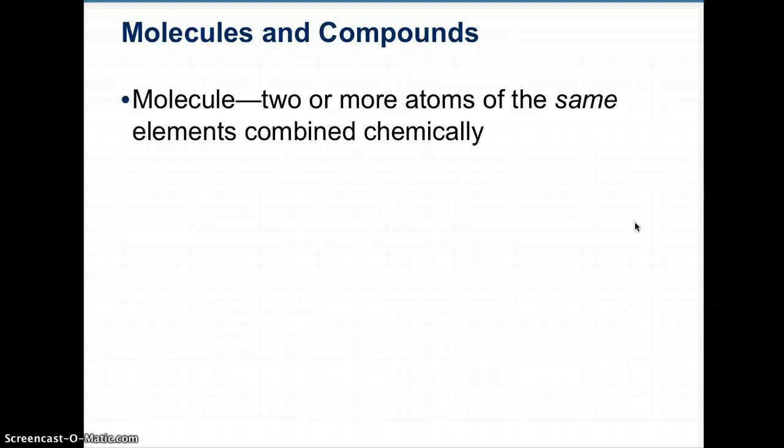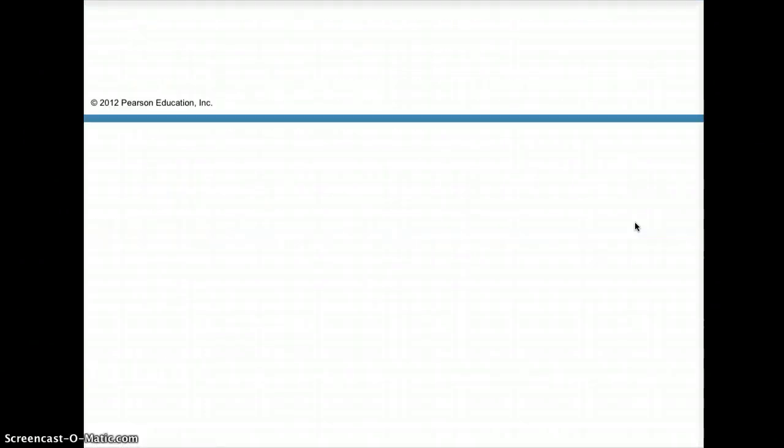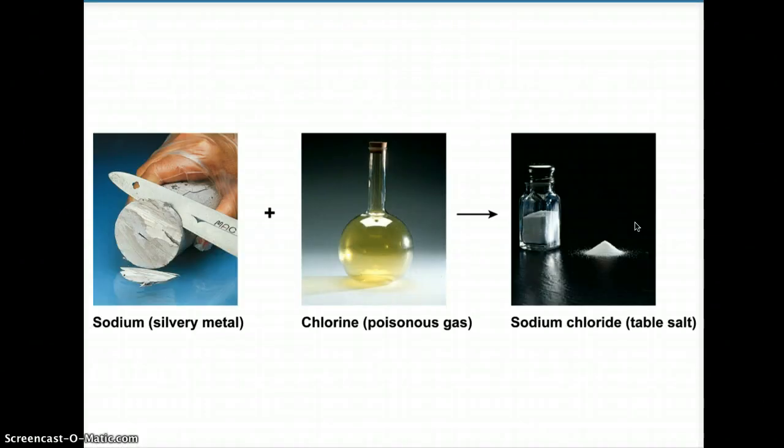When there are two or more different atoms that bind together, those are called a compound. An example would be if you take 2H plus O yields H2O, or water. So this figure is to remind you that compounds always have properties quite different from the atoms making them up. In this picture on the left you see sodium, which is a silvery metal, and chlorine, which is a poisonous gas, yields sodium chloride, known as table salt.